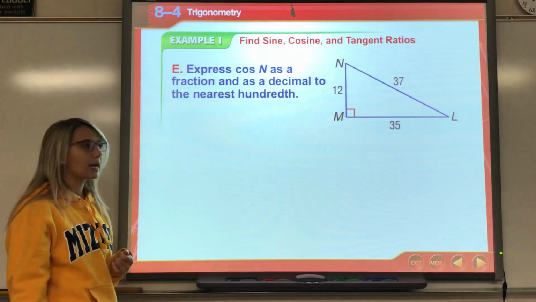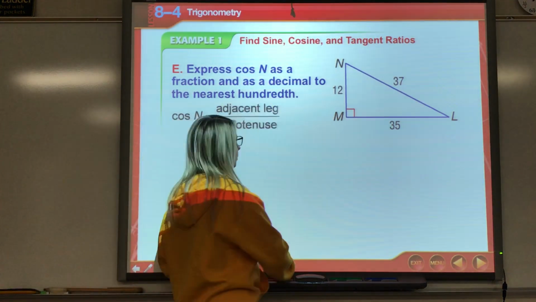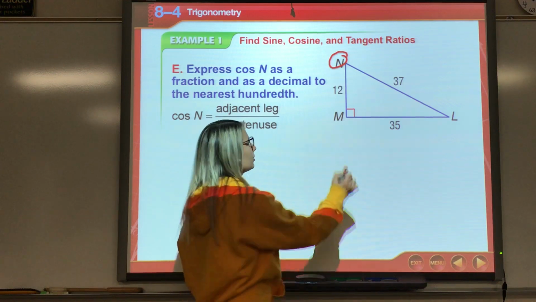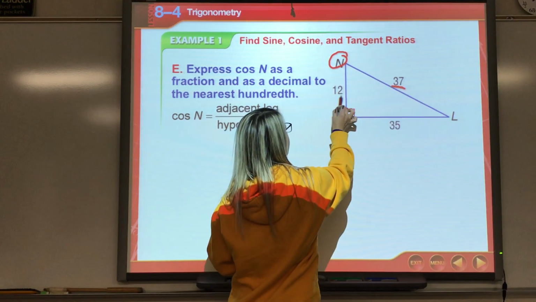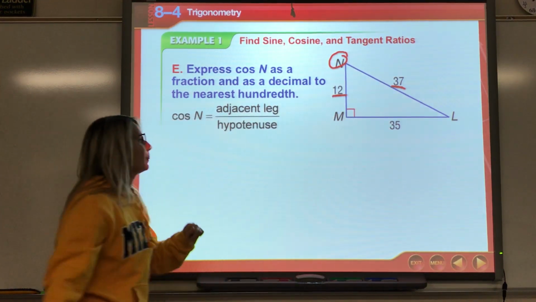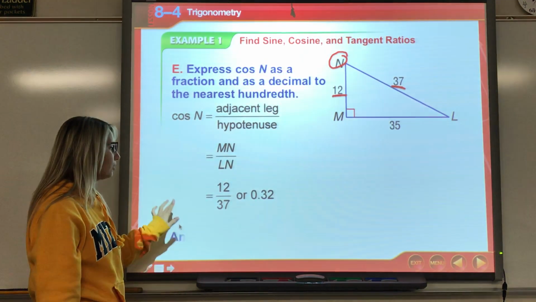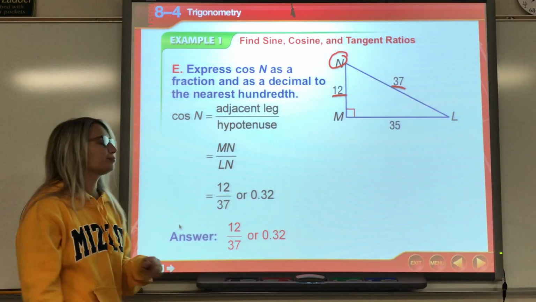Now if we found the cosine of N, we have the adjacent leg over the hypotenuse. So here's our hypotenuse, here's our adjacent leg. Go ahead, plug them in. So we get 12 over 37, or 0.32.